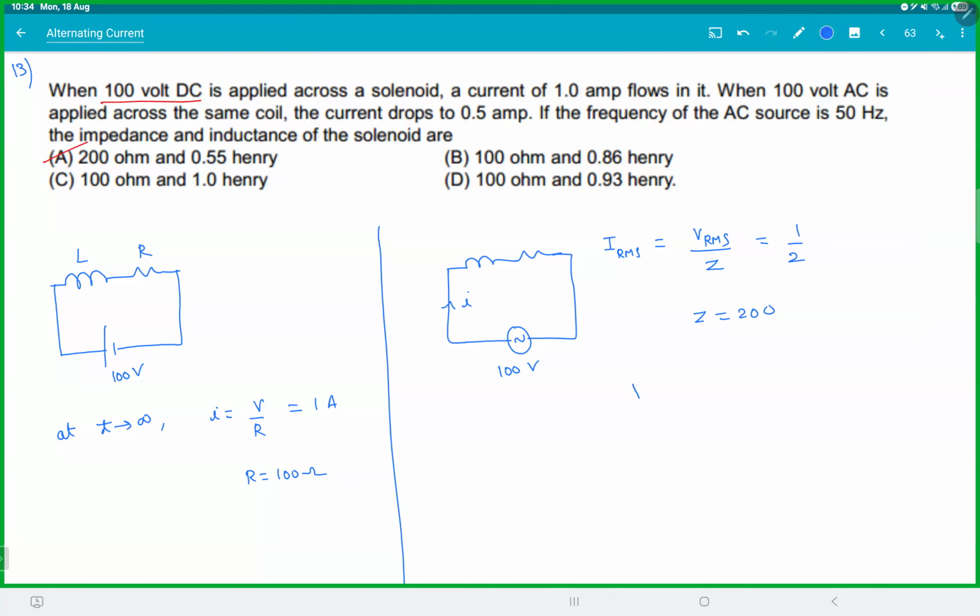Luckily, there is only one option that we can solve. What is Z here? Z is nothing but root of R square plus omega square L square. There is no capacitance. R is 100. So omega square L square is equal to 300. What is omega? 2 pi F. F is 50. Solve from here, get the value of L. Clear with this?